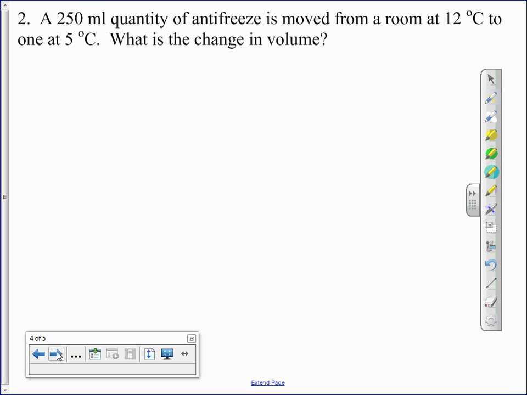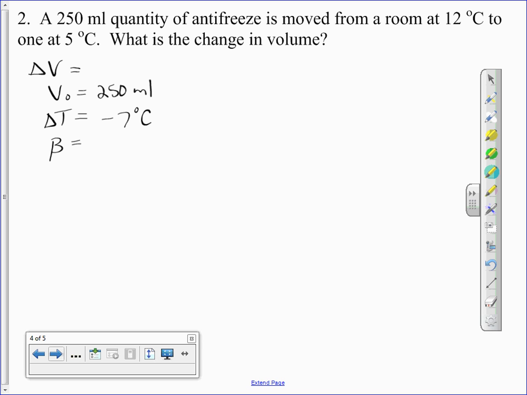Same process. We list on the side the variables and see which ones we have and which ones we don't have, and that will tell you usually what you're looking for just by process of elimination. I see temperatures, it goes from 12 to 5, so I'm going to put minus 7 degrees Celsius, the minus as a reminder that this is going to contract. The original volume this time is in milliliters. We do not need to change it to liters. This can be in any unit of volume.